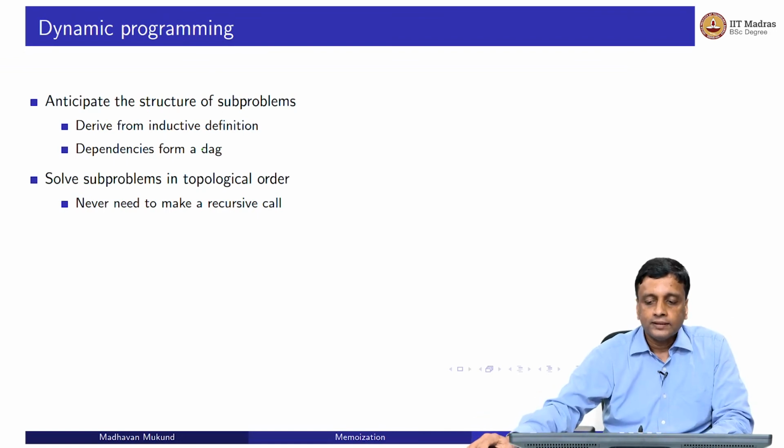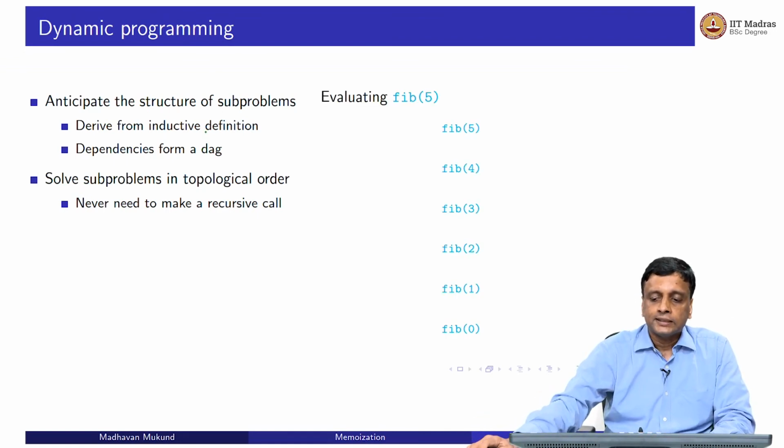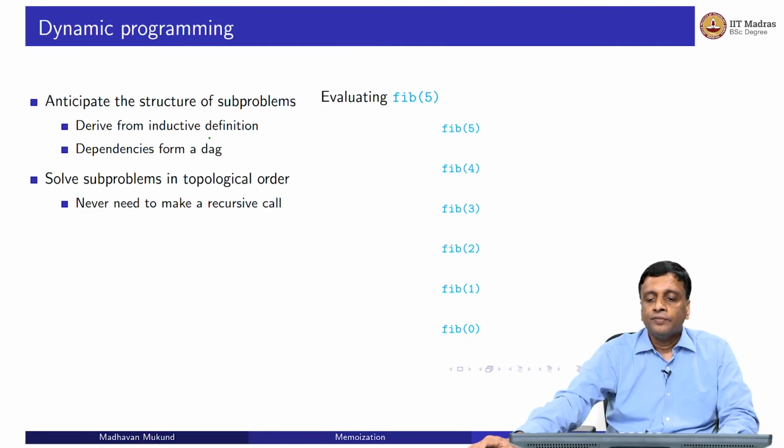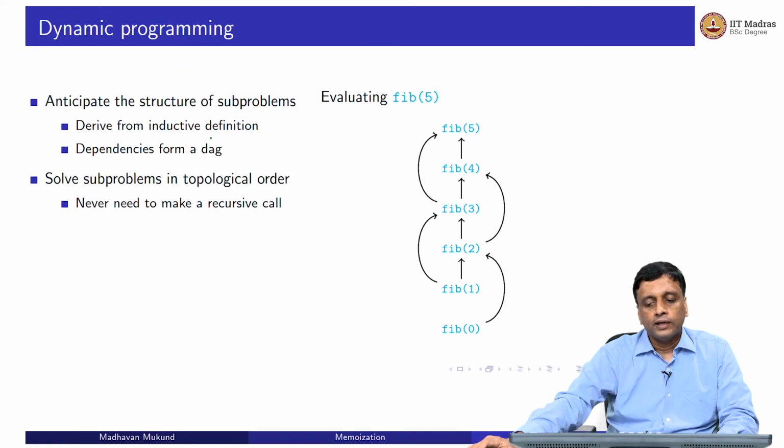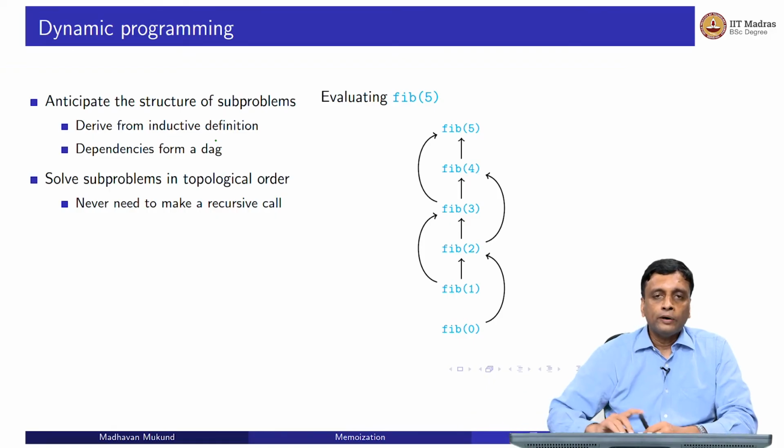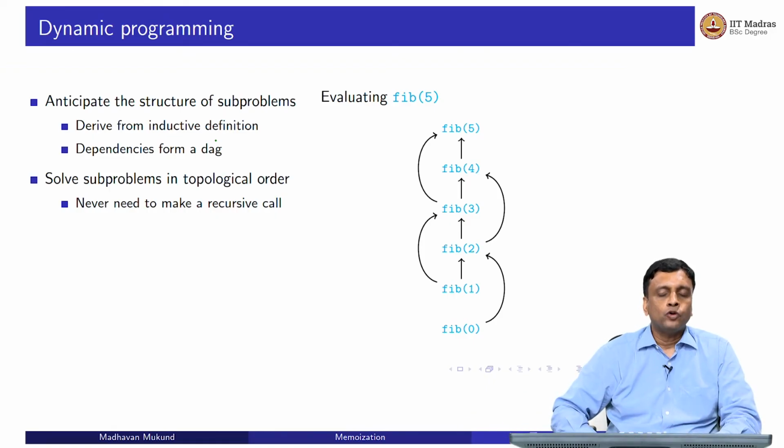If you look at this DAG structure for Fibonacci, these are the subproblems. For Fibonacci of 5, I need 5, 4, 3, 2, 1, 0, and the DAG structure just says that 4 and 3 are both required for 5. Similarly, 2 and 3 are both required for 4. Similarly, 1 and 2 are both required for 3. And finally, 0 and 1 are both required for 2. And 0 and 1 themselves are base cases and have no dependencies.